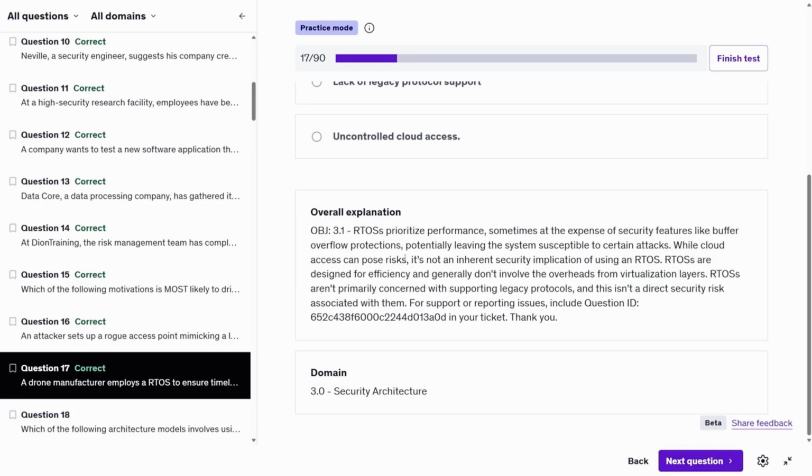RTOSs provide performance, sometimes at the expense of security features like buffer overflow protections, potentially leaving the system susceptible to certain attacks. While cloud access can pose risks, it's not an inherent security implication of using an RTOS. RTOSs are designed for efficiency and generally don't involve the overheads from virtualization layers. RTOSs aren't primarily concerned with supporting legacy protocols, and this isn't a direct security risk associated with them.